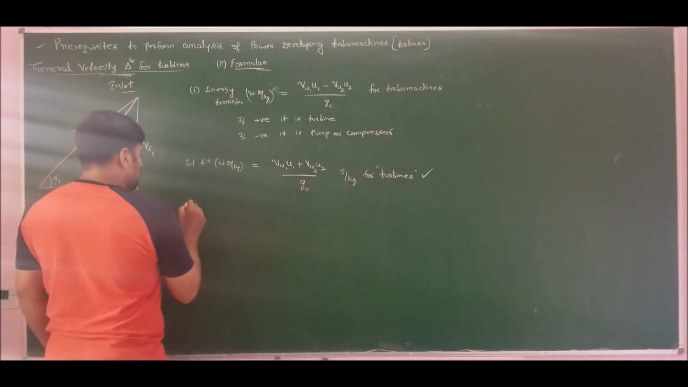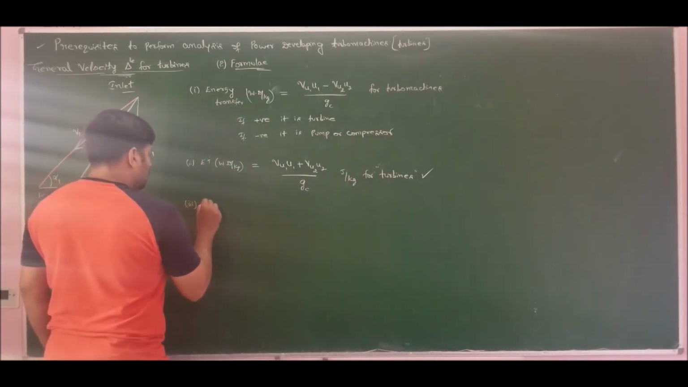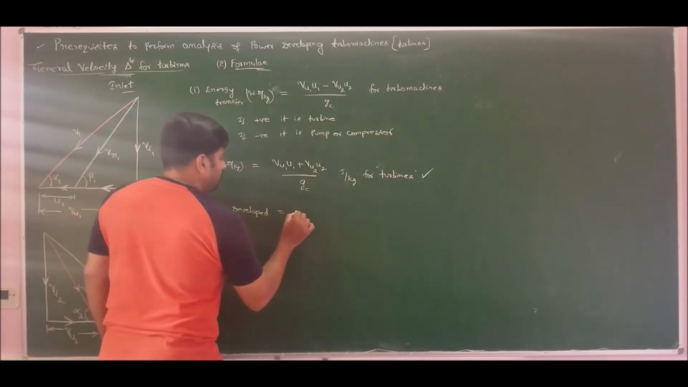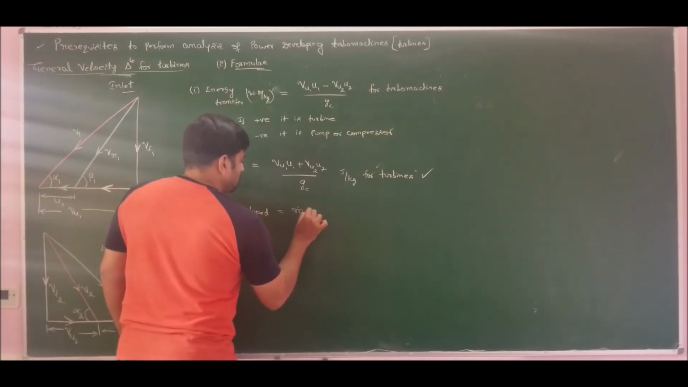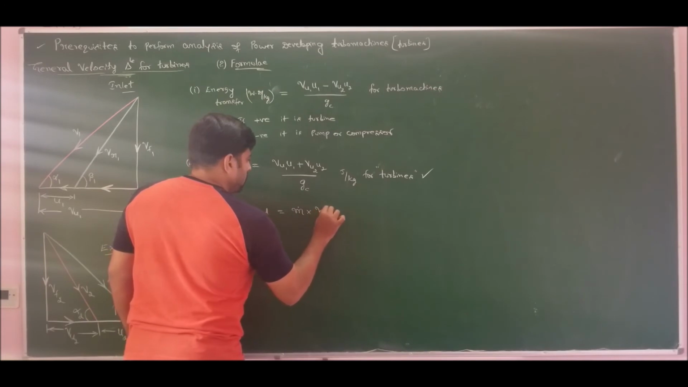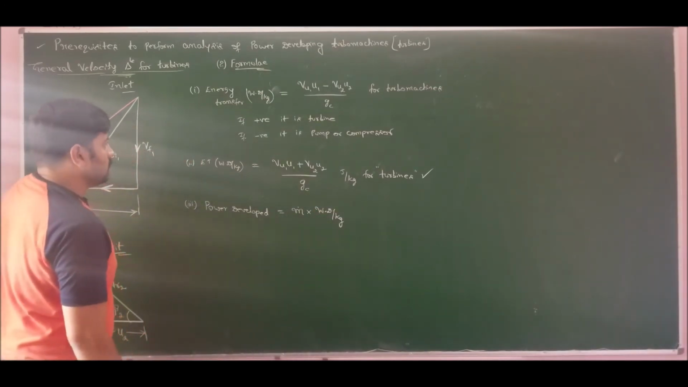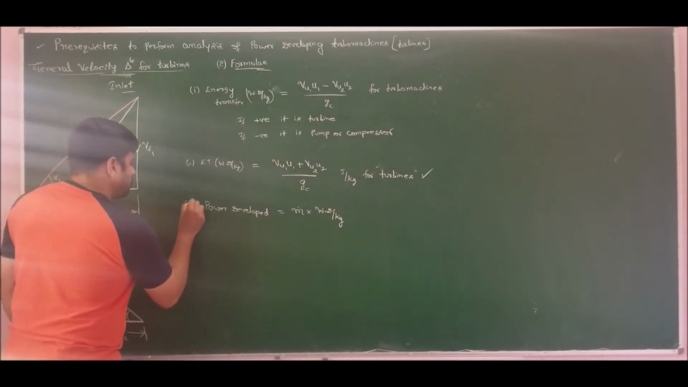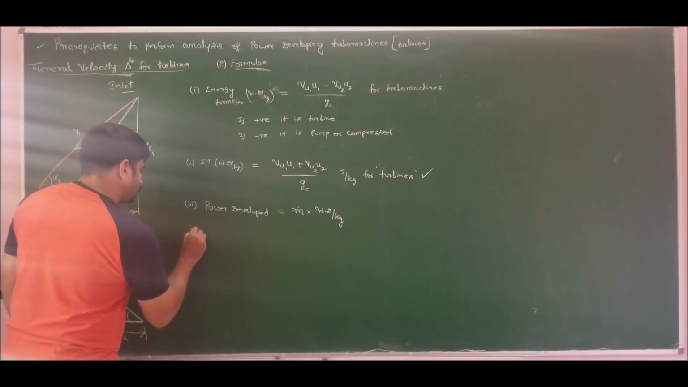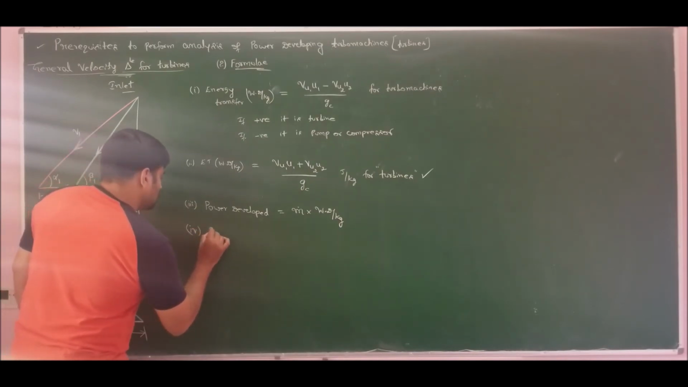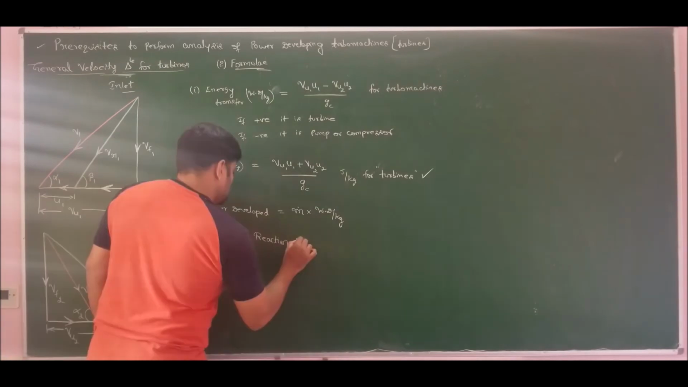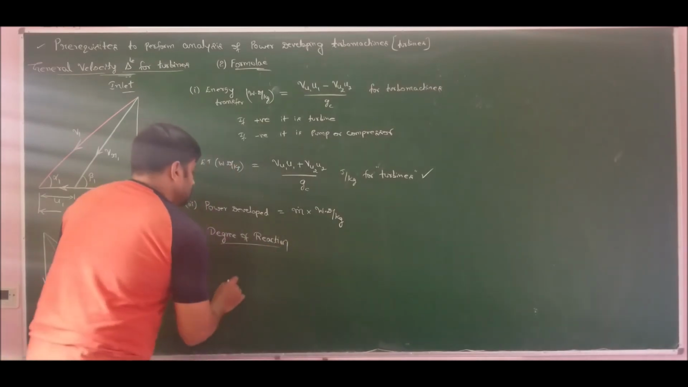Next, moving to the third one, that is power developed. The formula for power developed is mass flow rate into work done per kg. Next, moving to the fourth one, that is degree of reaction. The general expression for degree of reaction is known to us.